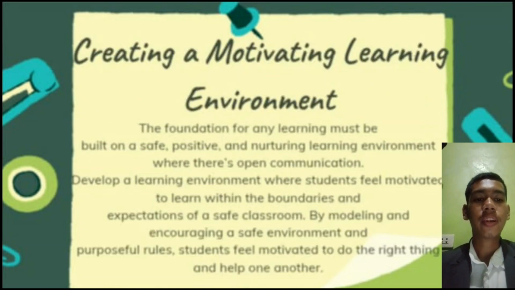So the next is creating a motivating learning environment. The foundation for any learning must be built on a safe, positive, and nurturing learning environment where there is open communication. Develop a learning environment where students feel motivated to learn within the boundaries and expectations of a safe classroom. By modeling and encouraging a safe environment and purposeful rules, students feel motivated to do the right thing and help each other.